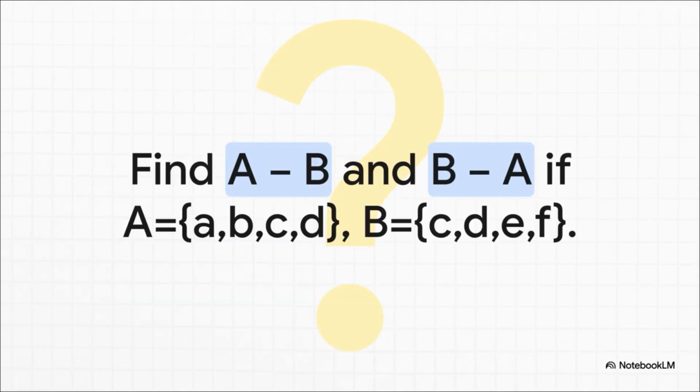Let's actually prove that order matters. Set A is A, B, C, D, and set B is C, D, E, F. I want you to find both A minus B and B minus A. Pause real quick and solve both.